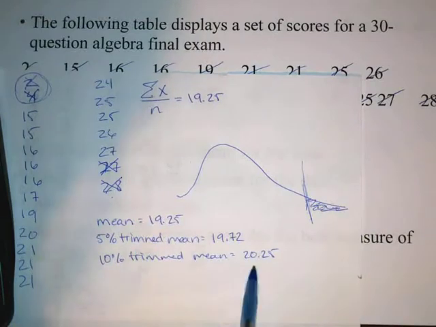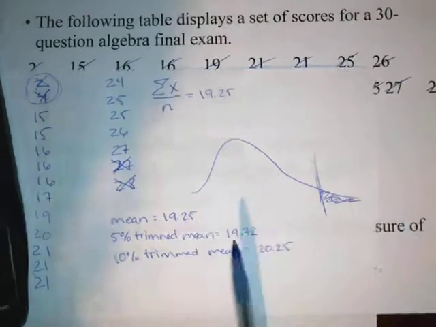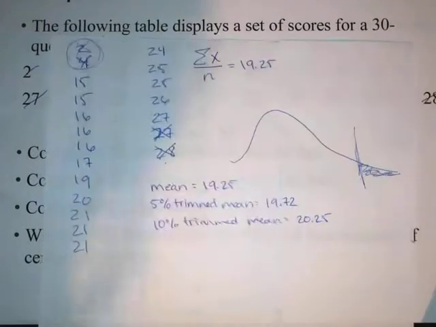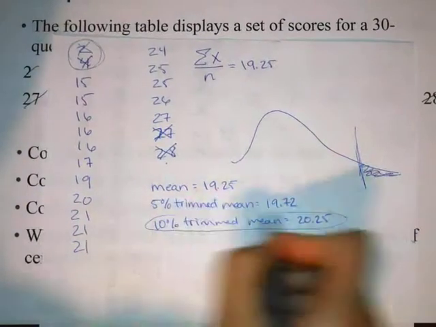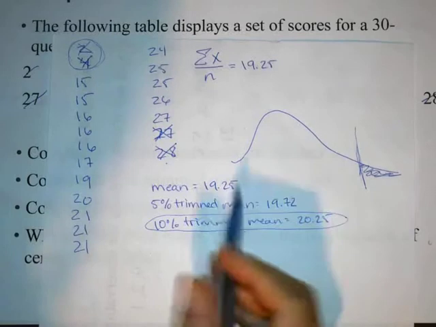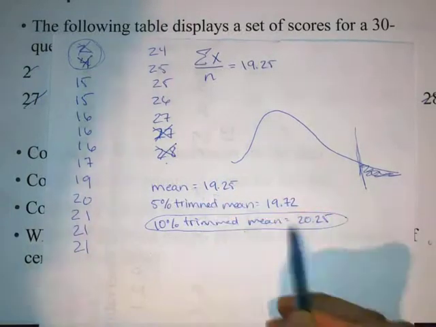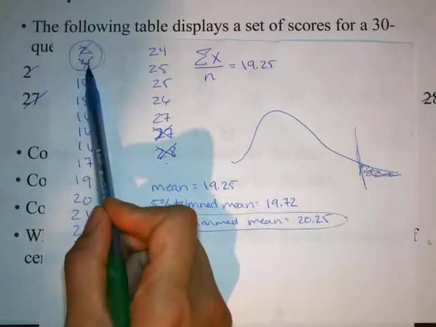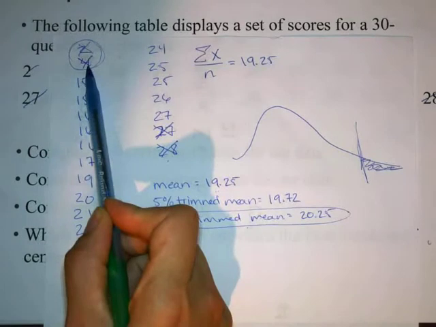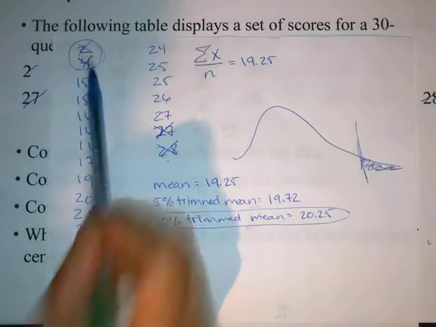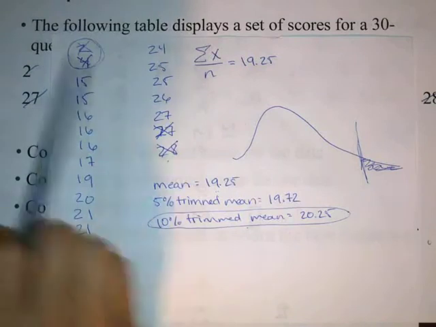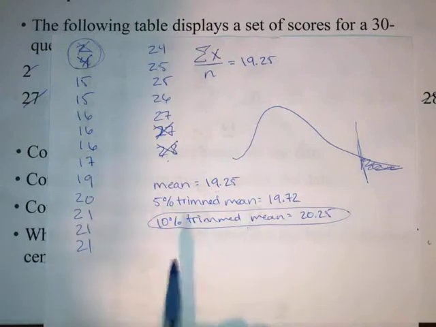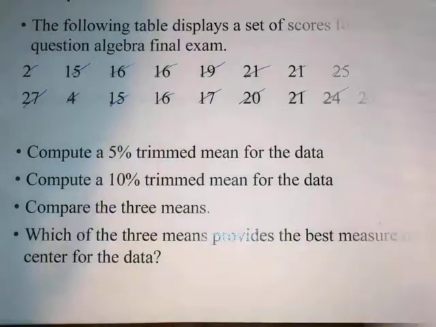So every time we deleted one of these outliers, our mean got higher. The last thing I have you doing here is deciding which of the 3 means provides the best measure of center for the data. And to my eye, this is the better measure of center. The mean is not as low as 19.25. It's really higher, about a point higher than that, because we have these 2 people who showed up on test day for the first time and just guessed on everything and only got a few points. But these two people aren't really representative of the class as a whole. The class as a whole kind of got an average of about a 20 out of 30 on the test.